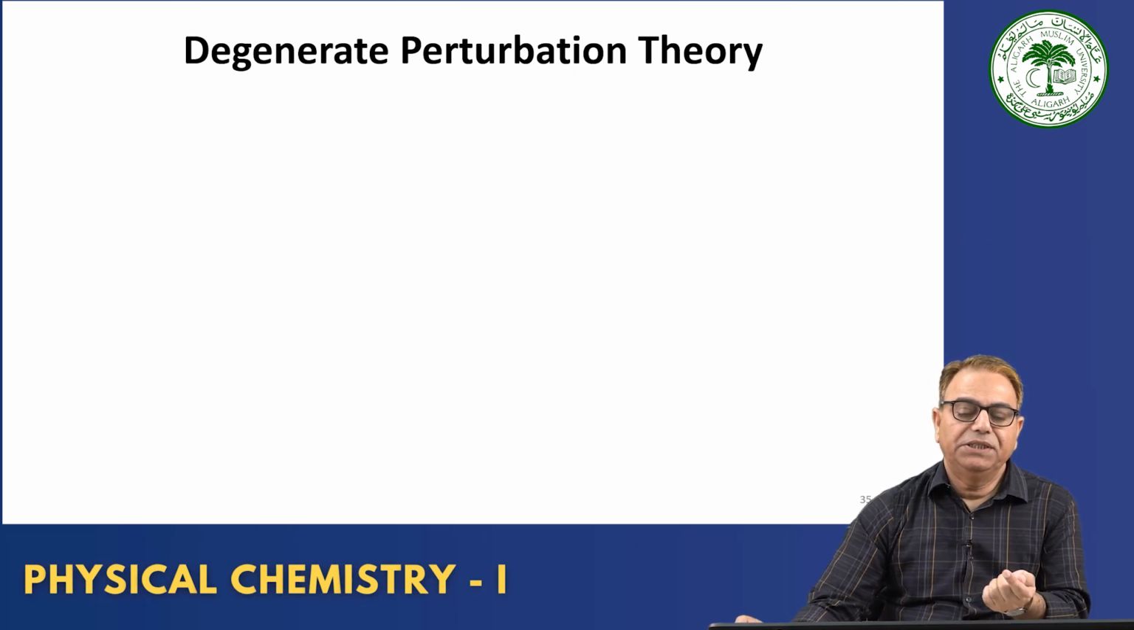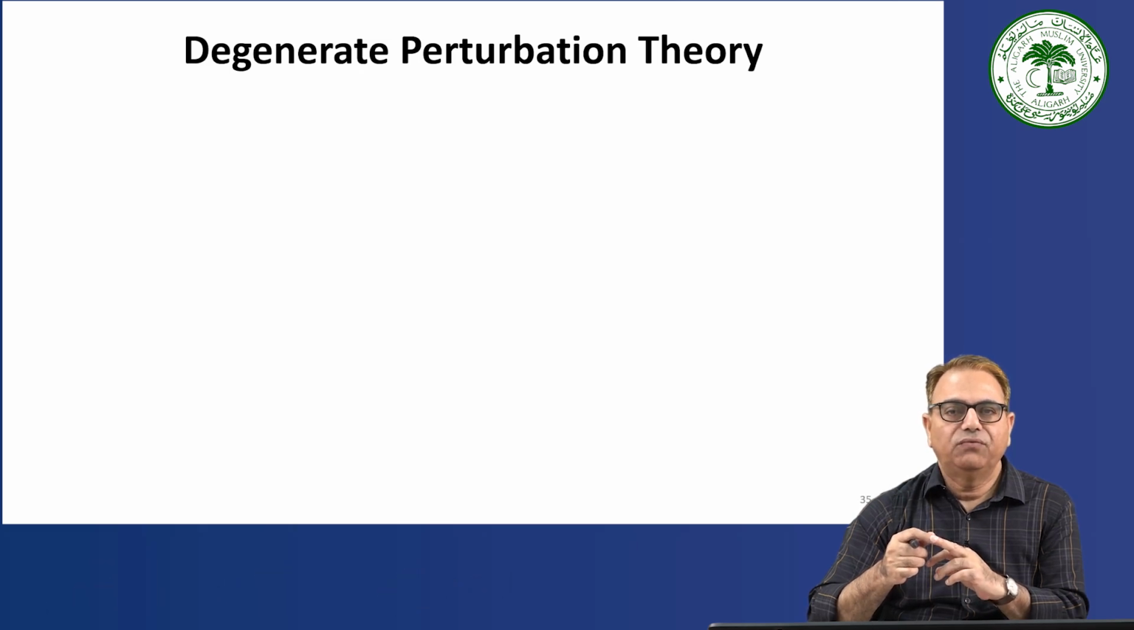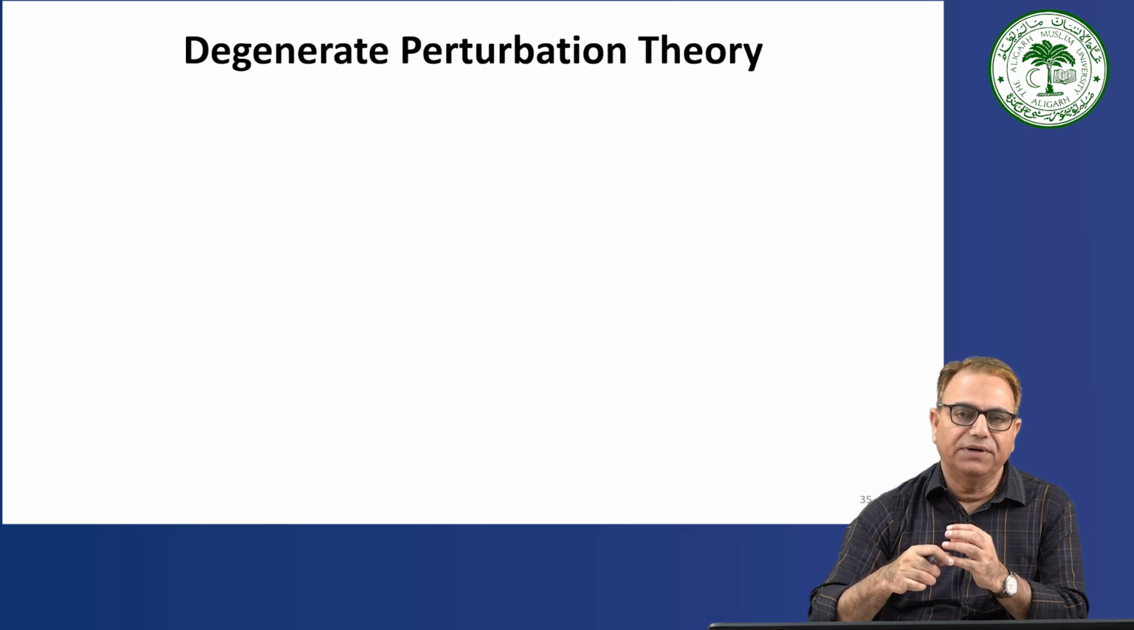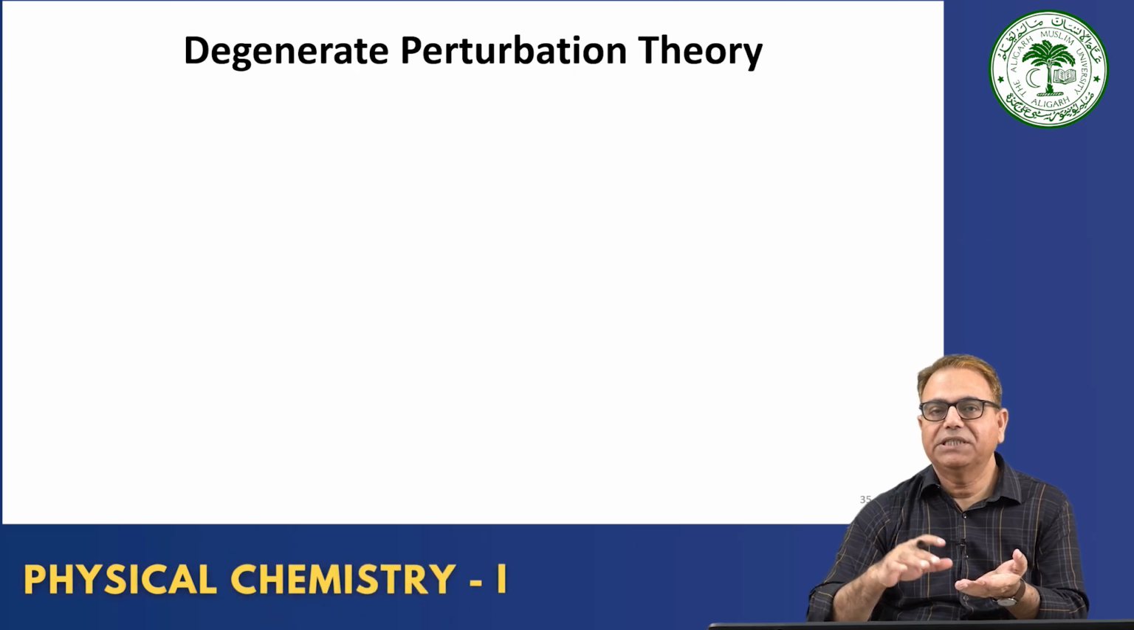So what does it mean? Degenerate perturbation theory means for the same En naught, you can have 2, 3, 4 different wave functions. It could be psi 1, psi 2, psi 3. I gave you the example in the first two slides that degenerate perturbation theory means the energy state is the same, but the eigenfunction is different. And if the eigenfunction is different, each of these functions represents a different quantum state with the same energy.